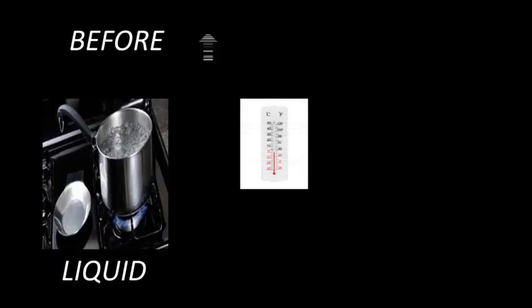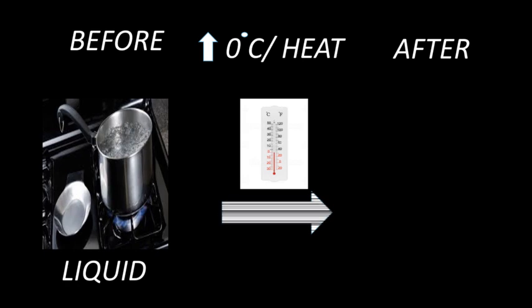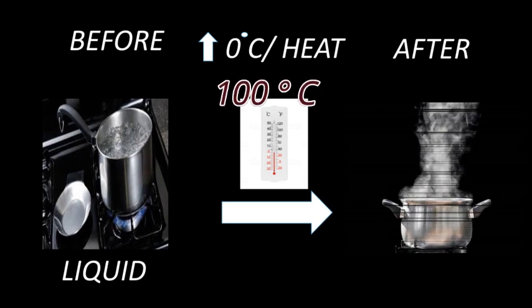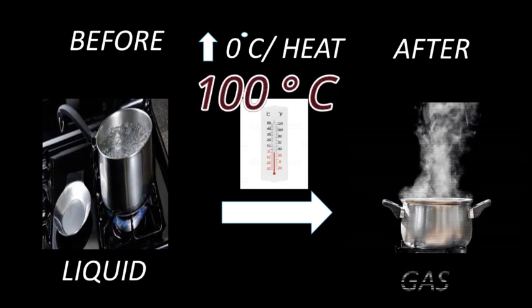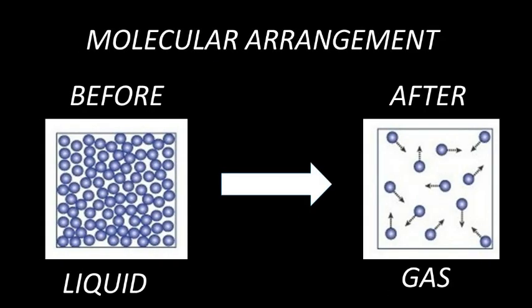So how does evaporation work? In this example, we have boiling water. Water starts to turn into steam or gas when it reaches the temperature of 100 degrees Celsius. This process is what we call evaporation. And as you can see, the molecular arrangement of water changes as well.